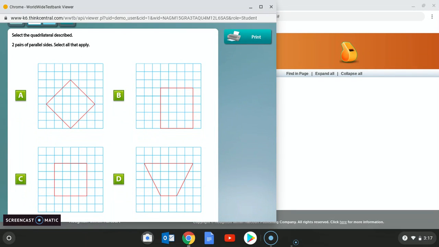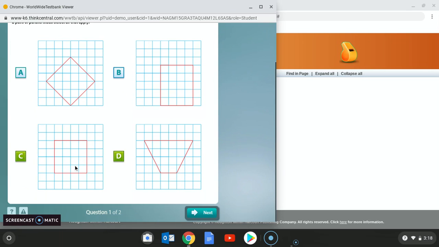Select the quadrilateral described. 2 pairs of parallel sides. It actually says we need to select all that apply, so that means most likely it's going to be more than 1. So does this shape have 2 pairs of parallel sides? Yes, this and its opposite are parallel. This line and the opposite is also parallel. So A is correct. Right here, you know that shape. That's a rectangle. Friends, do you remember if rectangles have 2 pairs of parallel sides? I hope you remember yes, it does.